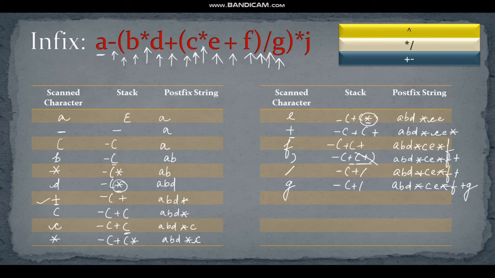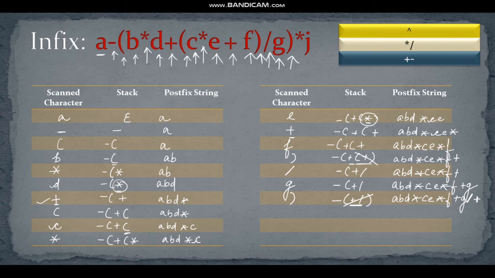Now let's come to the next element, that is a closing parenthesis. So closing parenthesis will be directly pushed onto the stack. Now you can see that there are two elements in this stack, that is between the opening and the closing parenthesis. So we'll be popping these two elements from the stack and putting it in the same order in the postfix string. So we'll be first popping the division, and then we'll be popping out the plus.